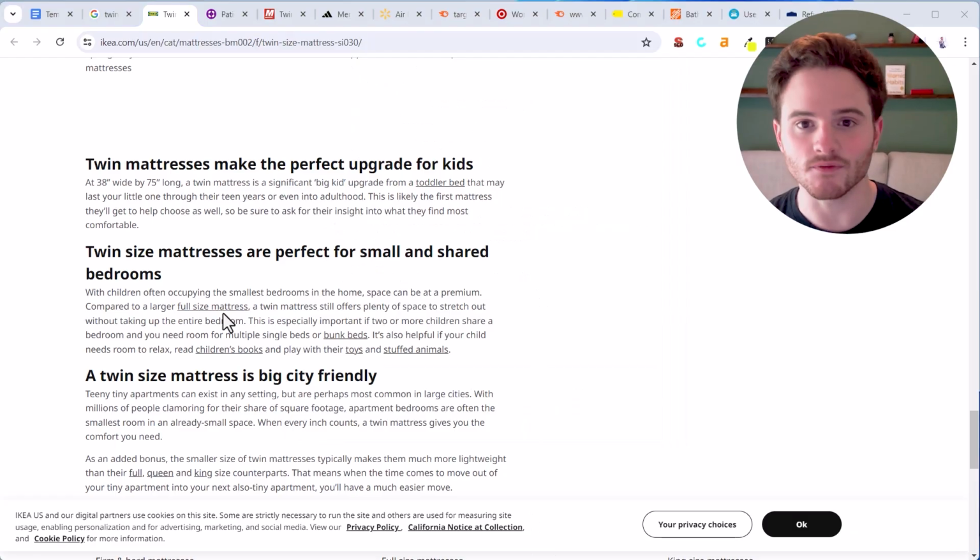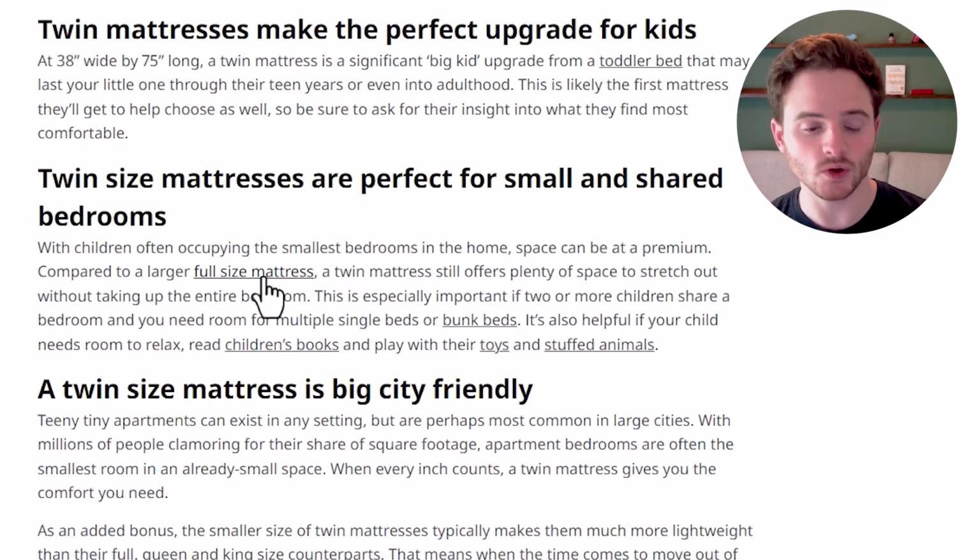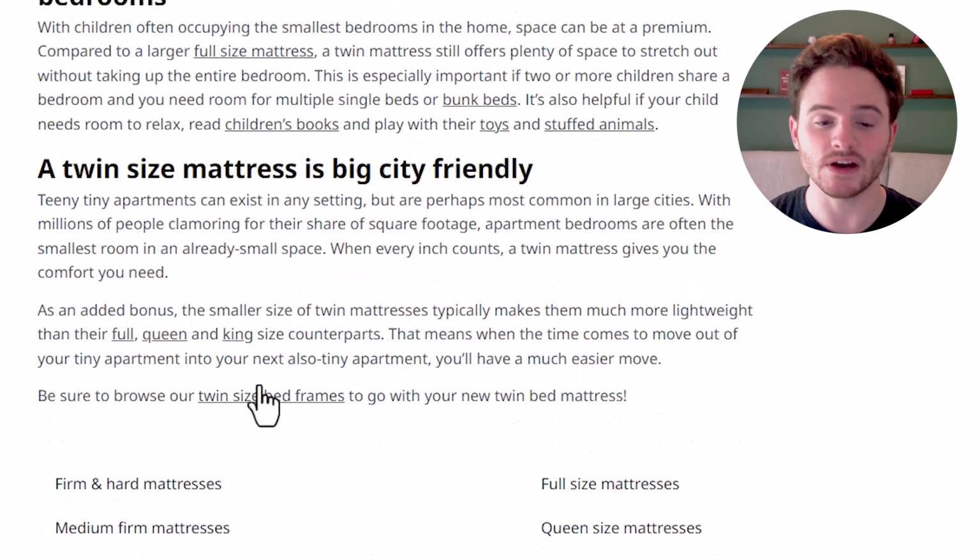They then added in the relevant internal links, such as to full-size mattress, bunk beds, even toys and stuffed animals. So they're just linking up different relevant pages. So same like twin size bed frames.